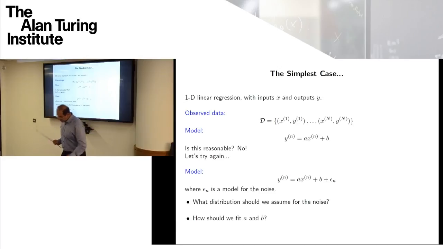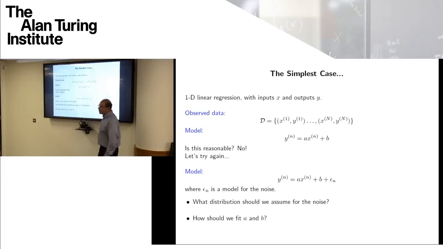So, is that a reasonable model? And my answer is no. It's not a reasonable model because what this says is y equals exactly ax plus b. And I challenge you to find any data out there in the world not generated by an infinite precision computer that matches that. There is no such data. That's not a valid model, okay?